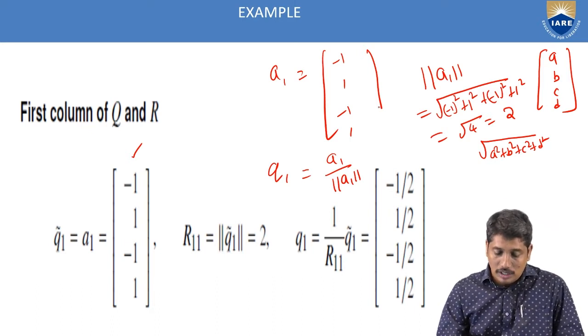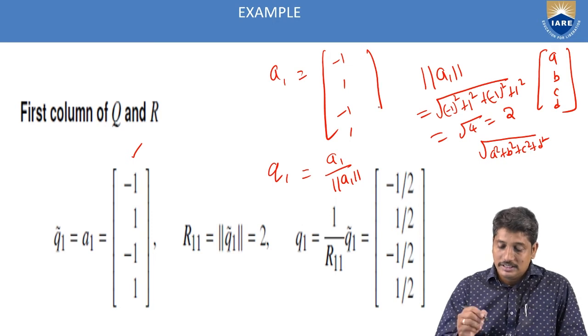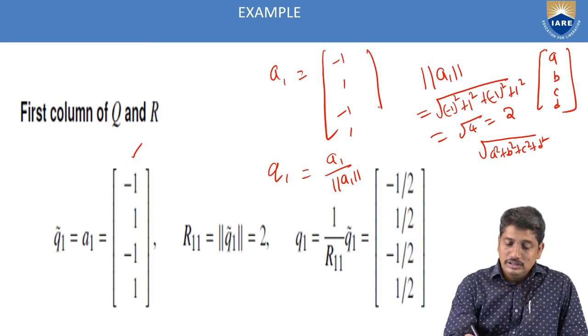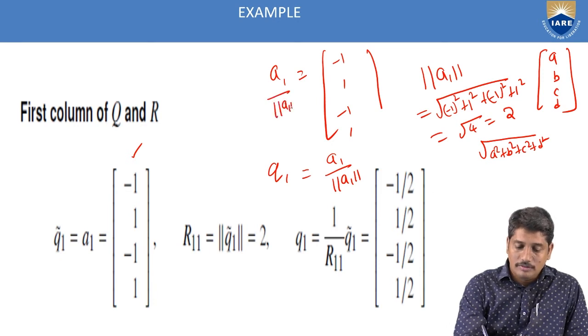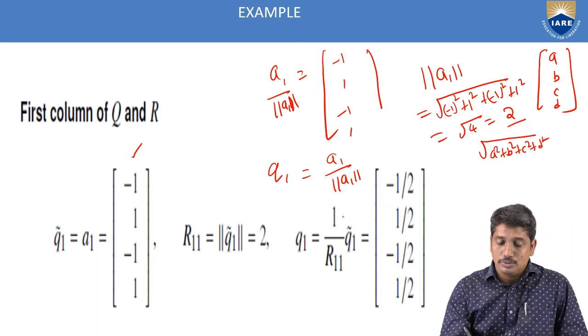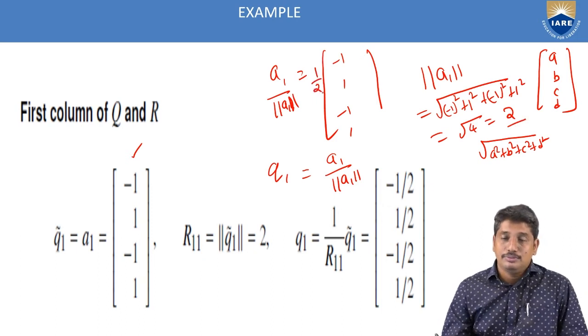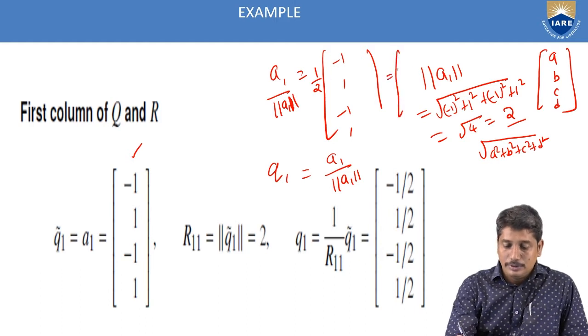So with this formula, if we calculate q1, what happens? Let us see. So this is our a1. We are dividing it by norm a1. What is norm a1? Norm a1 is 2. So we have to divide every element by 2. So what happens? Minus 1 by 2, 1 by 2, minus 1 by 2, and 1 by 2.